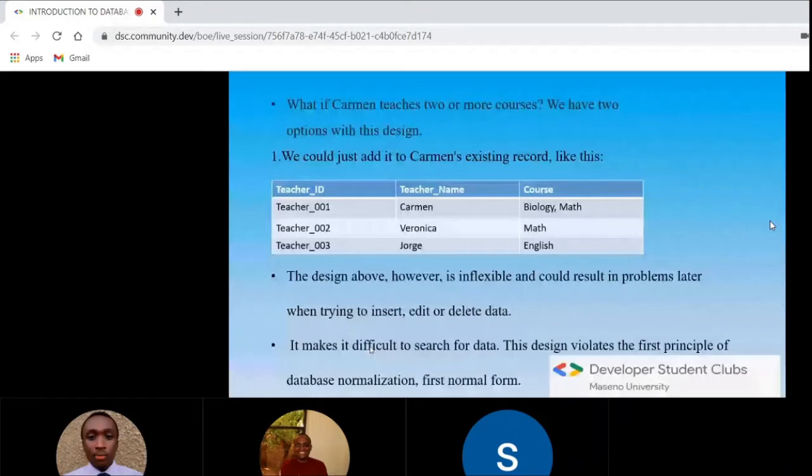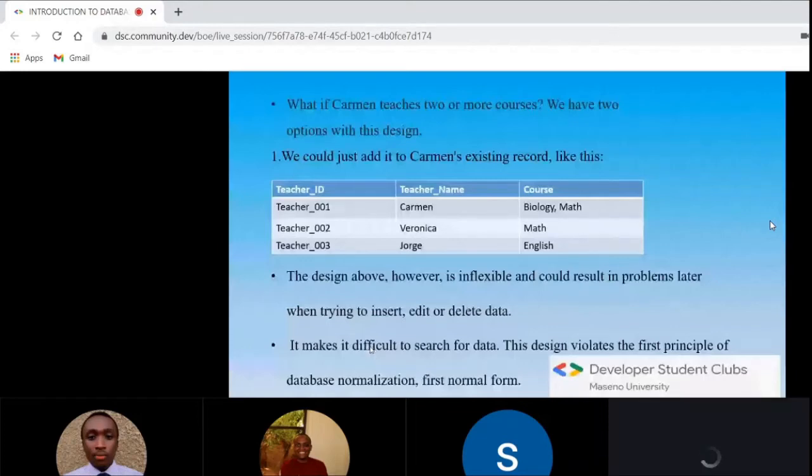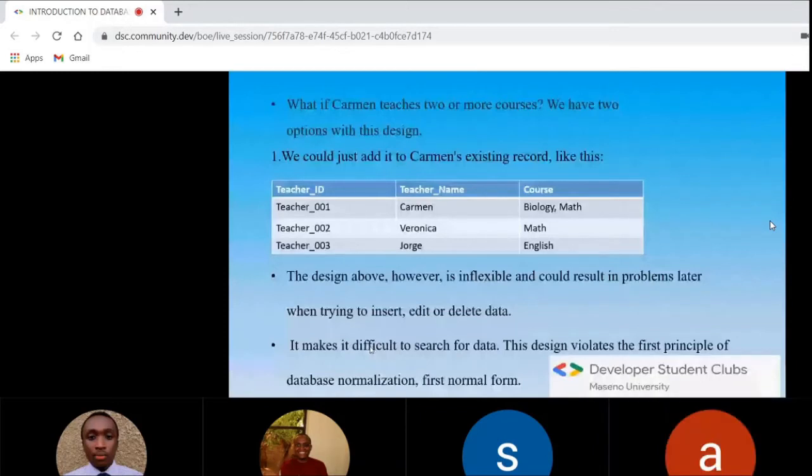So we can see, what if Carmen teaches 2 or more courses. We have Carmen there, you can see they are teaching biology and math. And from the first normal form, we said that the intersection of a row and a column should carry an atomic value. So we can see that the course Carmen teaches, the intersection of a row and a column, does not carry an atomic value, but carries biology, maths. So that simply means it is breaking the first normal form.